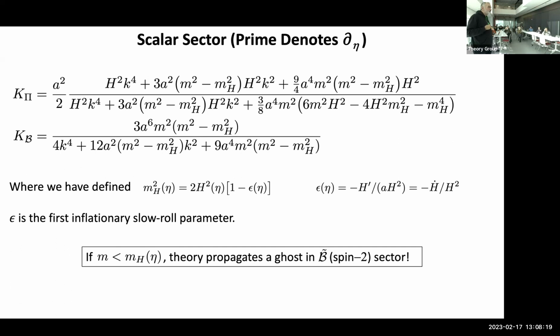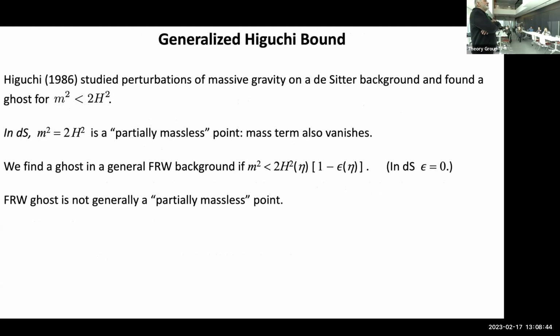But now, if m is smaller than mh, the kinetic term is negative, and the ghost has arisen. So if m is smaller than mh, defined here, the theory propagates a ghost in the B mode, the spin 2 sector. This is not a complete surprise because Higuchi studied perturbations of massive gravity on a de Sitter background and found a ghost if m squared is smaller than 2h squared. In the center, m squared equals 2h squared is called a partially massless point because the mass also vanishes at this point. So if m squared is equal to 2h squared in the center, then the scalar component just goes away.